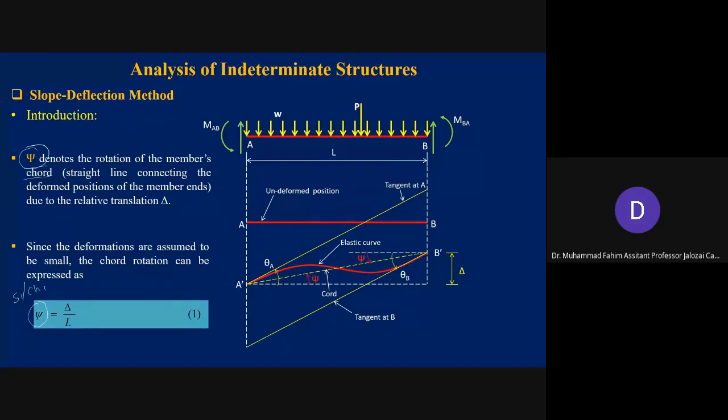If you are using small deflection theory, then this chi would be delta by L. This is L, the span length, and this is delta. So tangent of chi is equal to chi, which is equal to delta by L. We are just defining terms, nothing else so far.